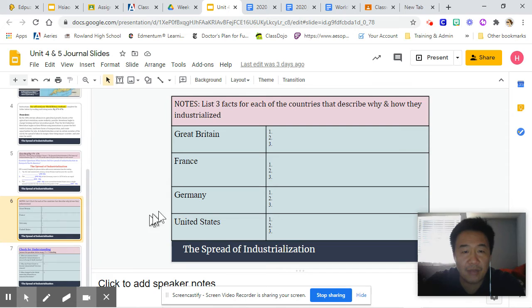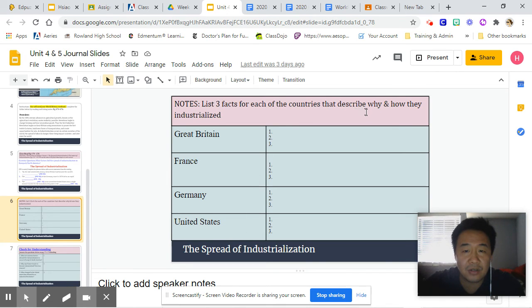The slide after that looks at the four big countries that began industrializing: Great Britain, France, Germany, and the United States. The directions ask you to list three facts for each of the four countries. As you read, you'll notice it's broken down by country. Each paragraph, or maybe every two paragraphs, is about a certain country. Great Britain is first, then France, Germany, and the United States last. I think there are three small paragraphs on the United States.